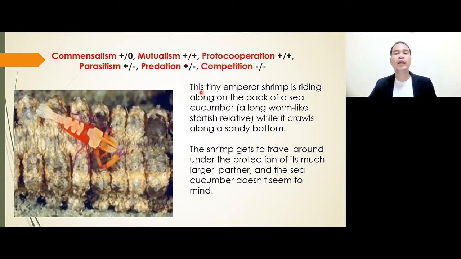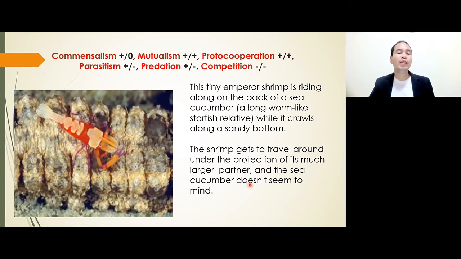Next, this tiny emperor shrimp. So this is the shrimp, riding along on the back of a sea cucumber. This one is the sea cucumber, which is a long worm-like starfish relative, while it crawls along a sandy bottom. So the shrimp gets to travel around under the protection of its much larger partner, and the sea cucumber doesn't seem to mind it.